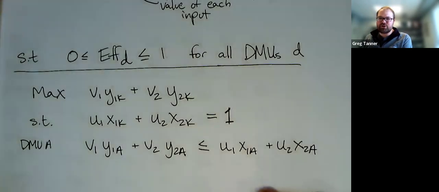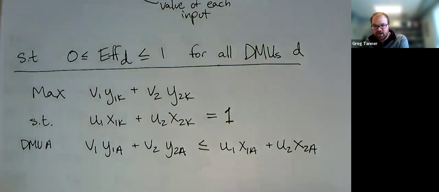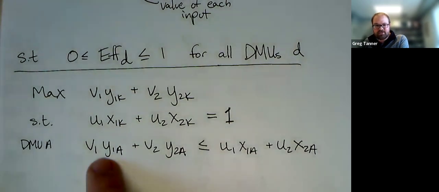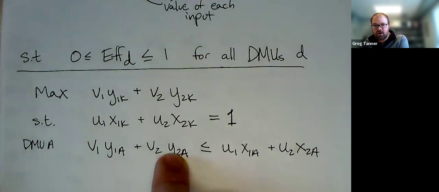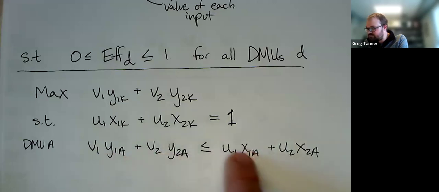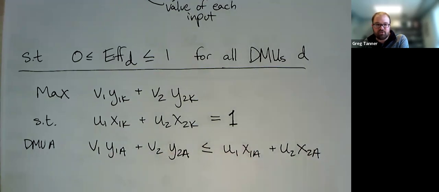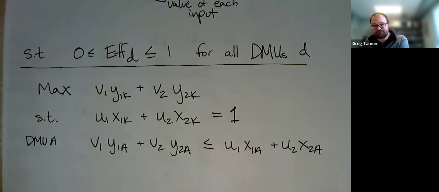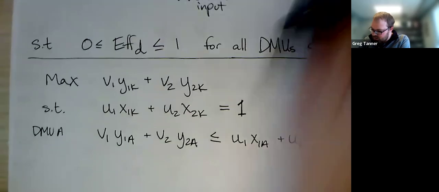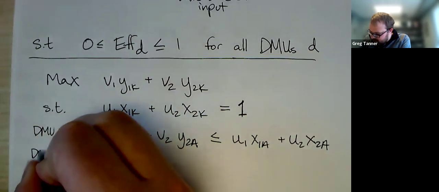Okay, so the efficiency being less than 1 for the other DMUs boils down to that the value of their outputs has to be less than or equal to the value of their inputs. And in the case where the values are equal, that's going to be for a DMU with an efficiency equal to 1. Okay. And then we do the same thing for the other DMUs.